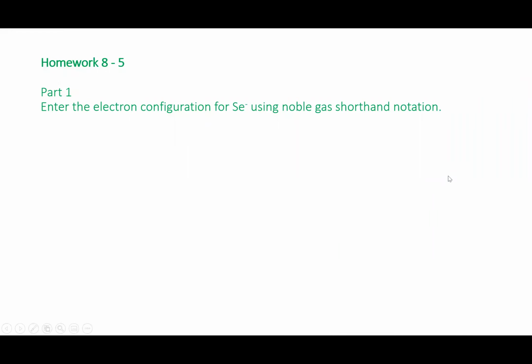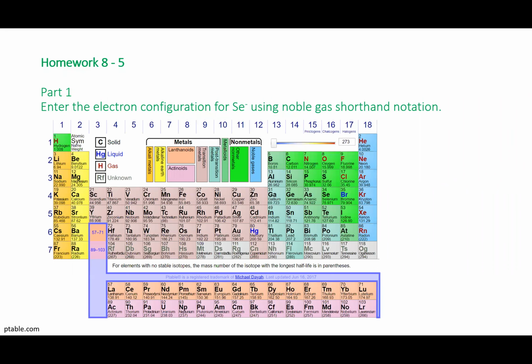I would first approach this problem by figuring out what my electron configuration is for selenium, the neutral species. So looking at my periodic table, I can see that selenium is located here where my mouse is hovering. And if I go one period above it and go all the way to the right, I can start off my noble gas shorthand notation with argon.